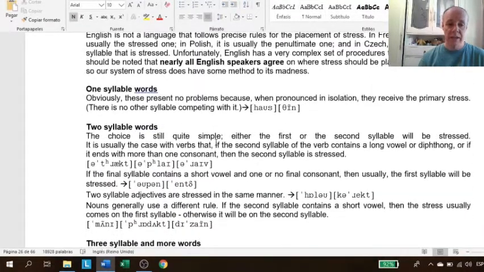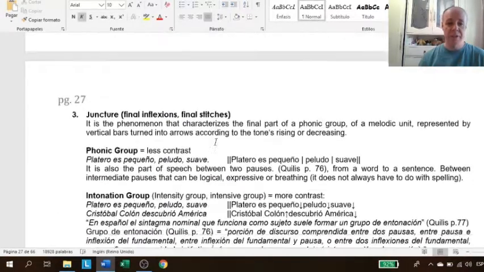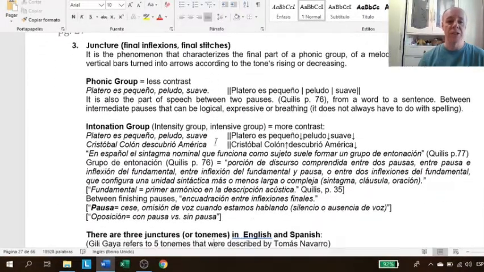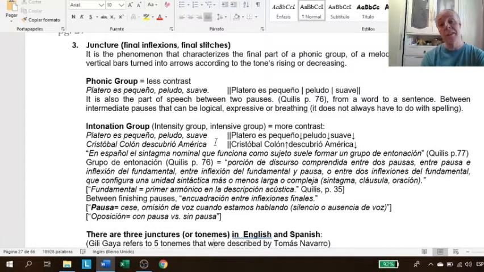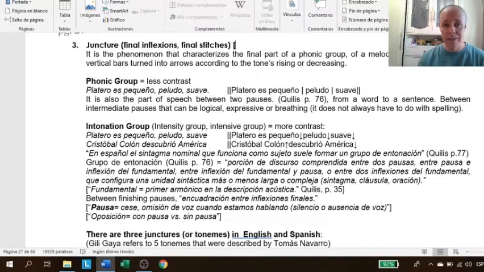Okay, then we go into the third prosodic feature, and it's called juncture. This is the new one, so please pay attention, be careful. Juncture is a new thing. I will add symbols so that you can see them.